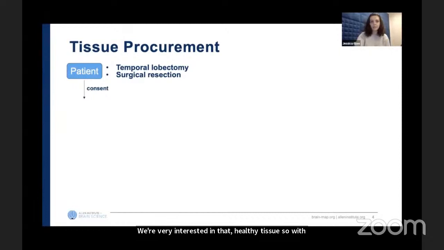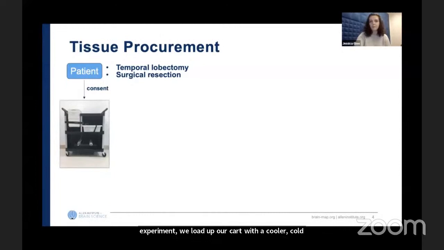We load up our cart with a cooler, cold pack, and specially formulated artificial cerebrospinal fluid, or ACSF, that is kept oxygenated during transport. This ACSF contains a sodium replacement, so along with being cold, this decreases cell metabolism during transport and slicing. Keeping our tissue cold and in this oxygenated ACSF is essential for maintaining cell health and increasing viability.